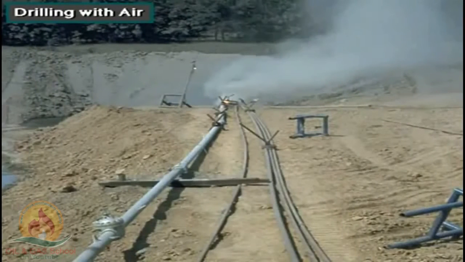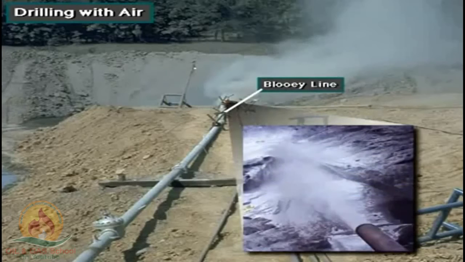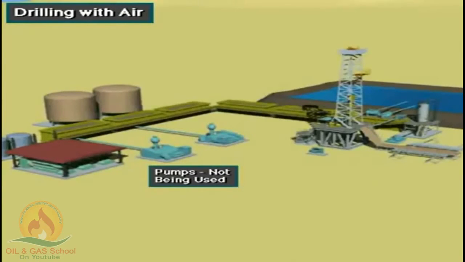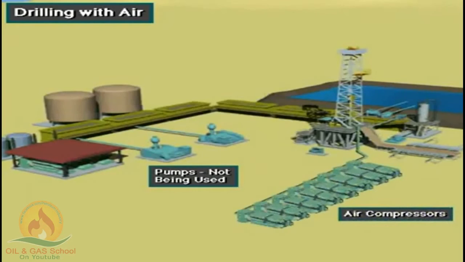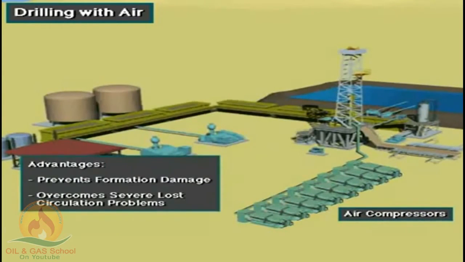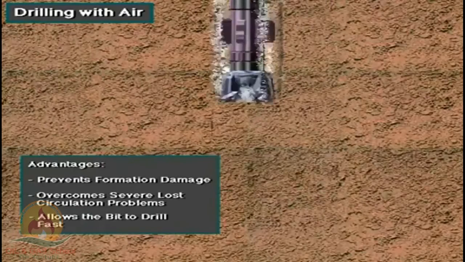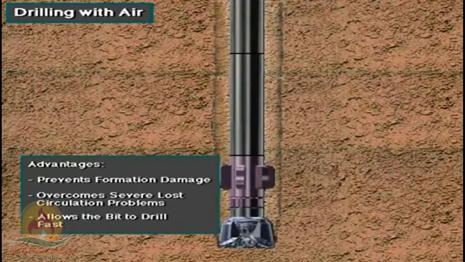Sometimes drilling fluid is dry air or natural gas. Here, dry air is coming out of the rig's blooie line, carrying very fine drilled cuttings. Air drilling uses large air compressors instead of mud pumps. Drilling with air or gas can prevent formation damage and can overcome severe lost circulation problems. And it allows the bit to drill very fast.